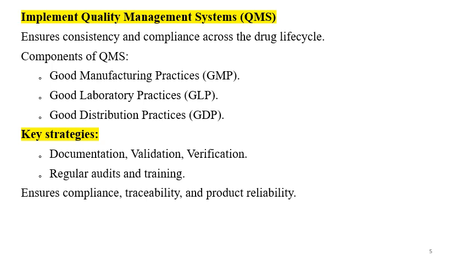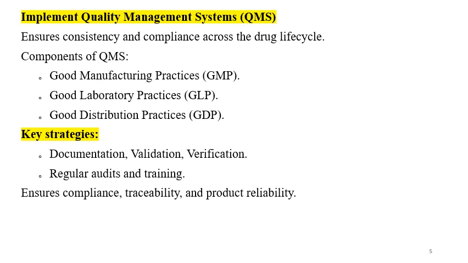Implement quality management systems, that is QMS, so that you can ensure the consistency and compliance across the drug life cycle. Components of QMS are GMP, GLP, and GDP. And key strategies for QMS are documentation, validation, and verification. Then also conduct regular audits and training. Ensure that all the departments are aware of the requirement of stability conditions for each and every product.